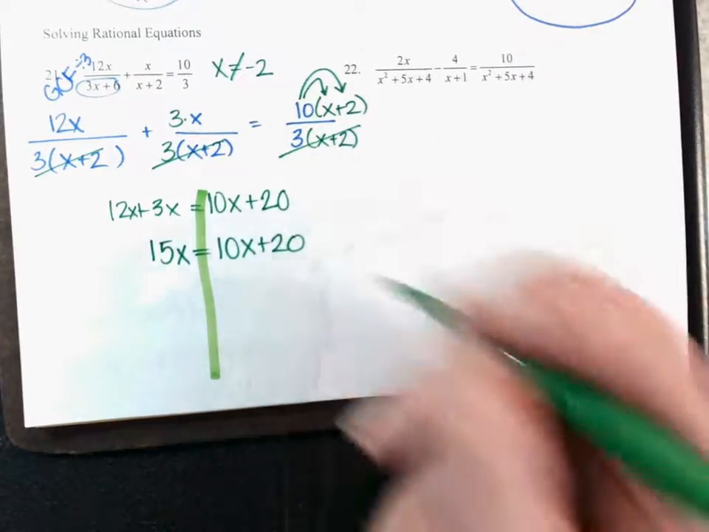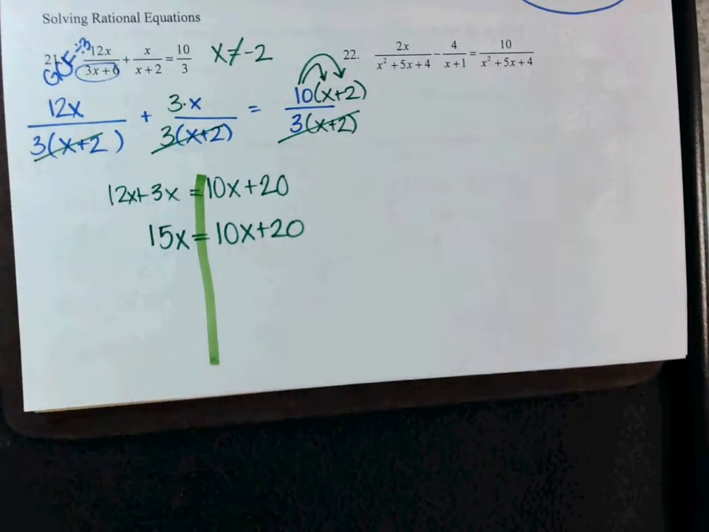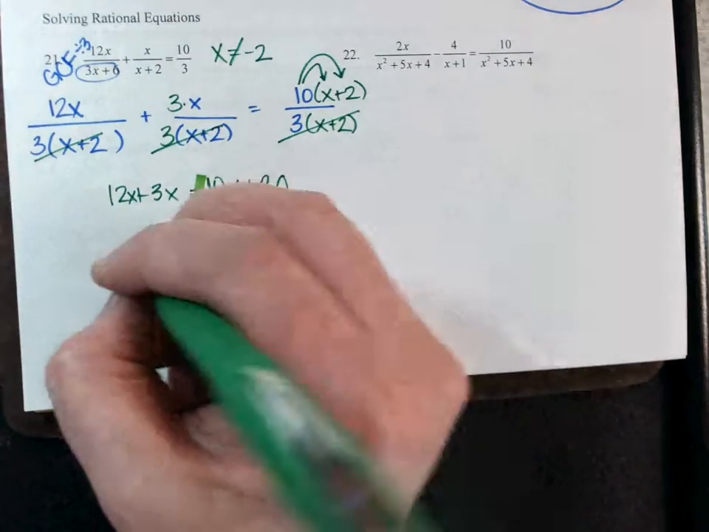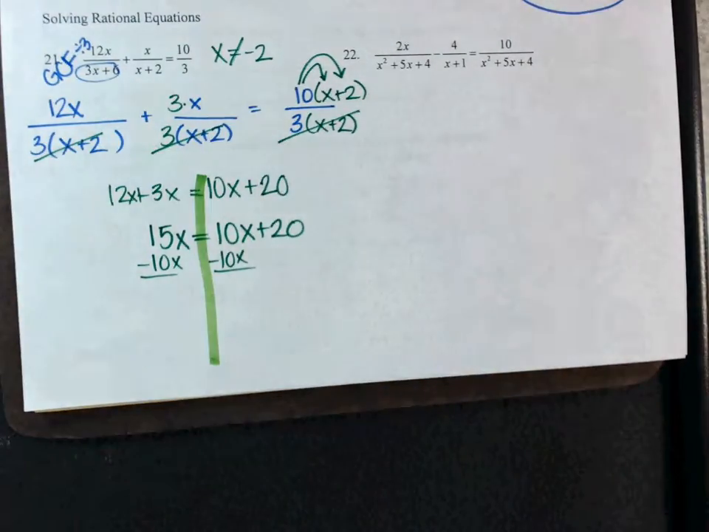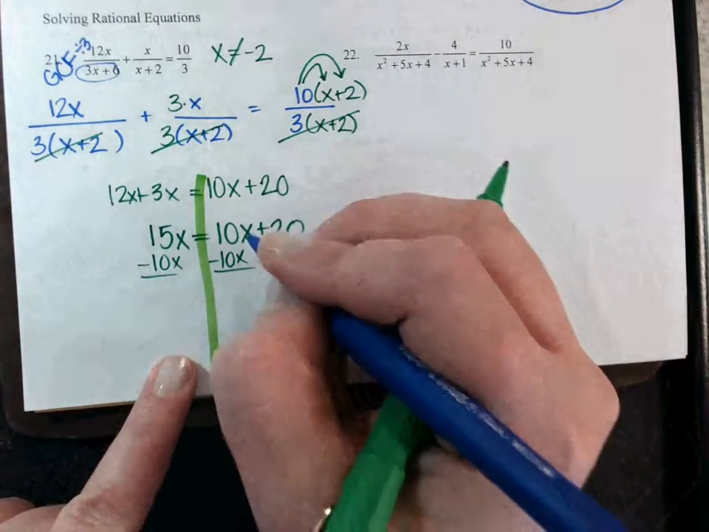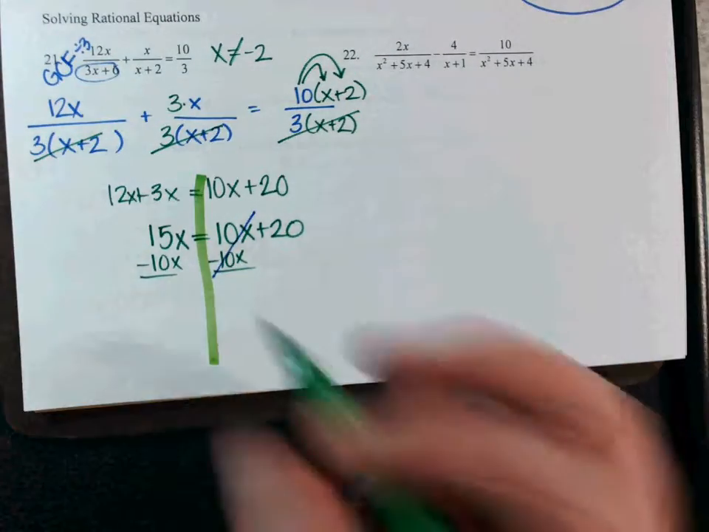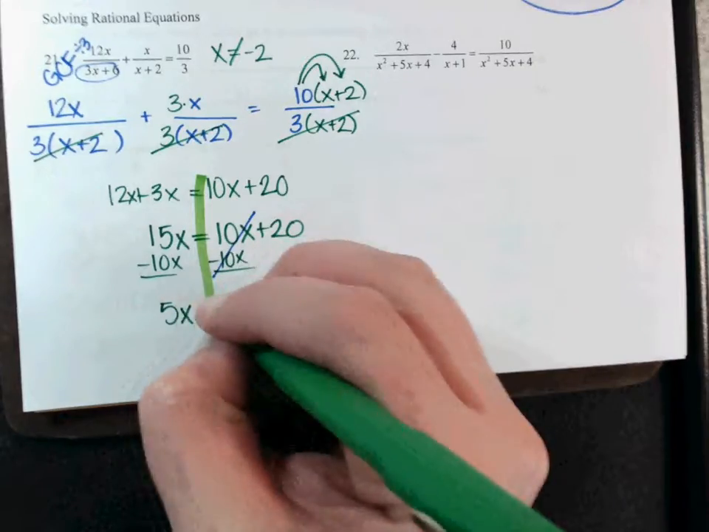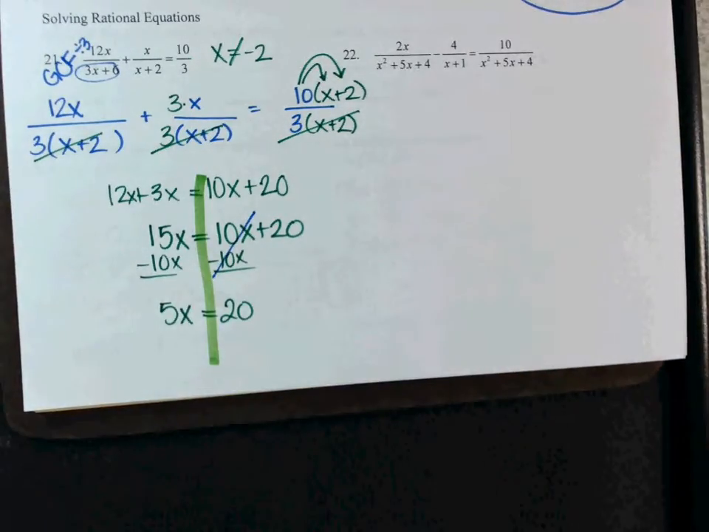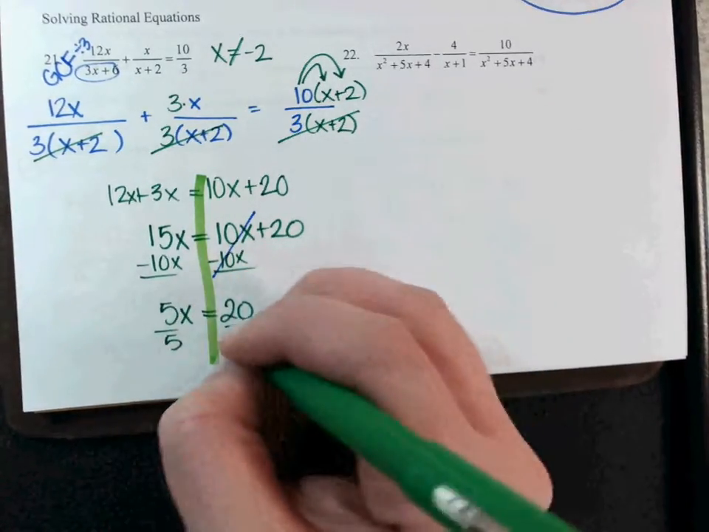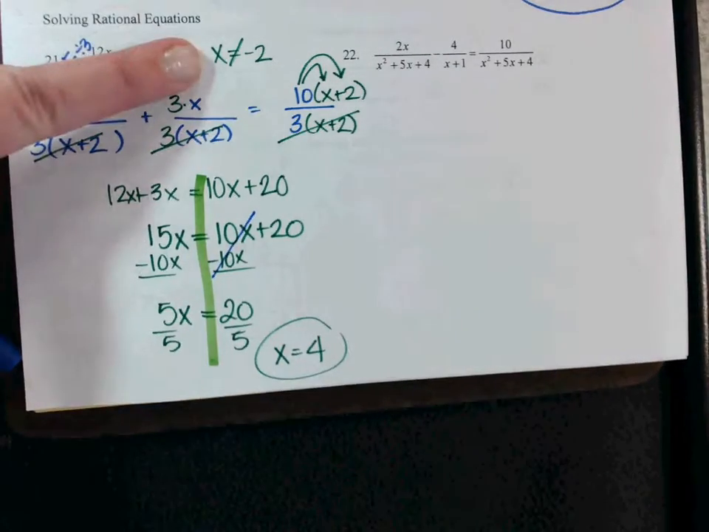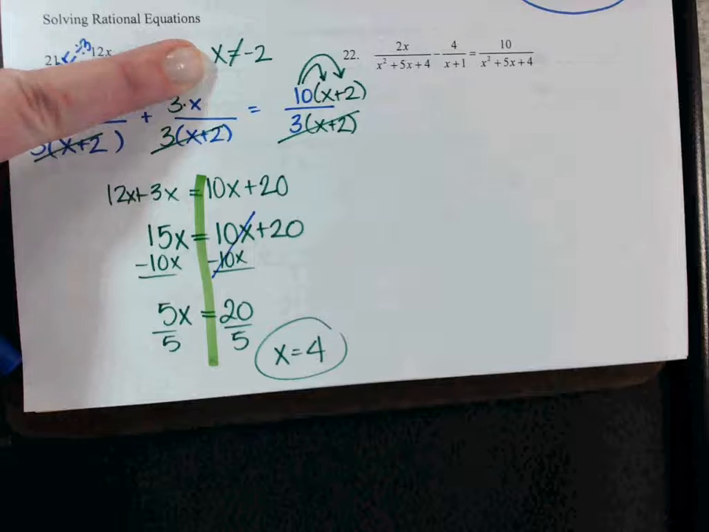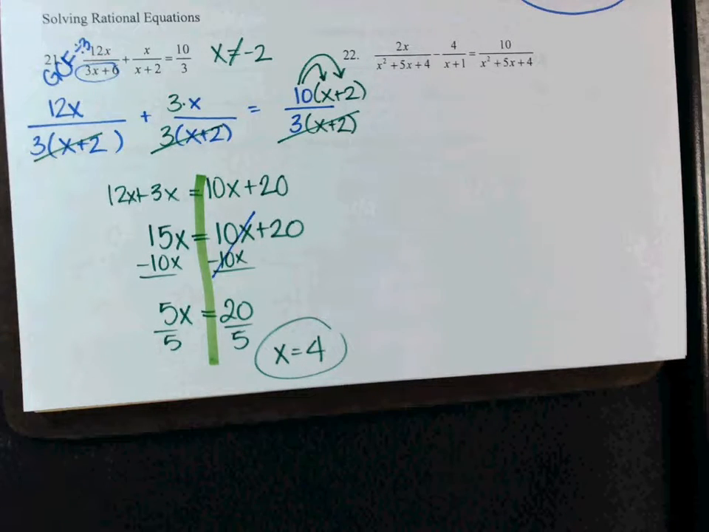From here we want to bring the baby to the mama. So which of your x's is smaller? Take the 10x. The 10x's here cross out. 15 minus 10 is going to be 5x left over. That equals 20. What's my last step? Divide. And x is 4. Now, is that the number it wasn't supposed to be? Then it's not extraneous. It's your correct answer.